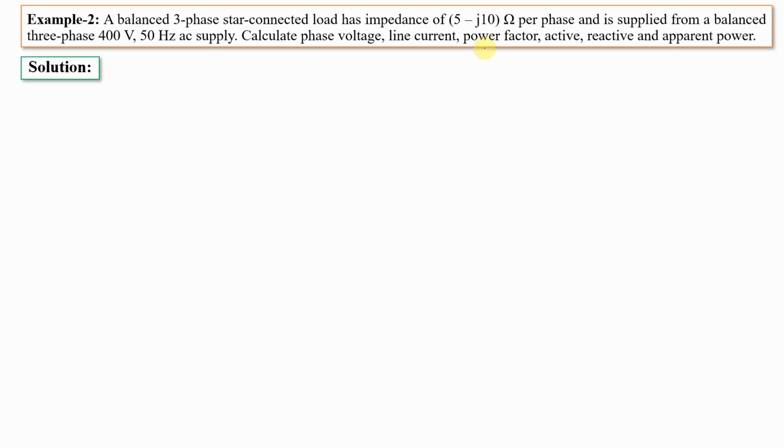Here the impedance per phase is 5 minus J10. That is a resistive capacitive circuit. We have already seen that in complex notation, minus reactance means it is a capacitive reactance. That means the circuit is a resistive capacitive circuit. The impedance per phase is 5 minus J10, and if you convert it to polar form it will be 11.18 angle minus 63.4 degree. This is the impedance per phase.